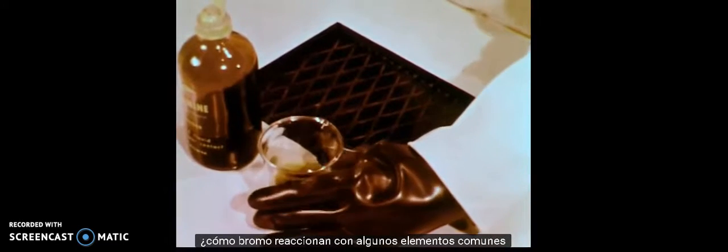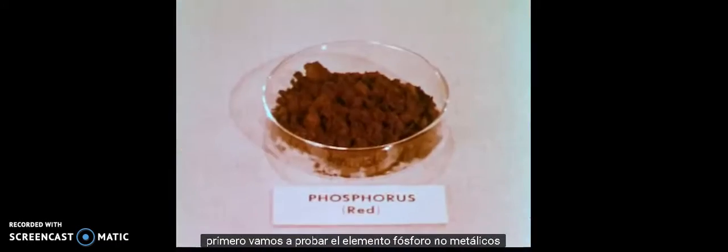How does bromine react with some common elements? First, let's try the non-metallic element phosphorus. A reaction takes place. The product is phosphorus tribromide, which fumes at the reaction temperature.